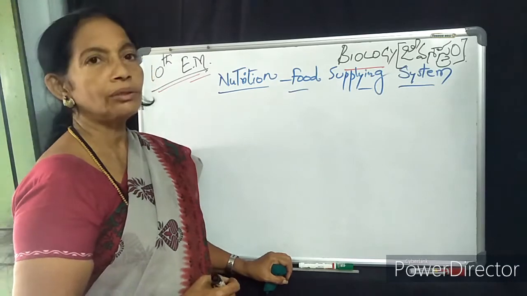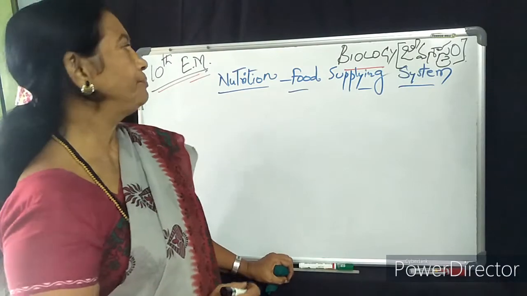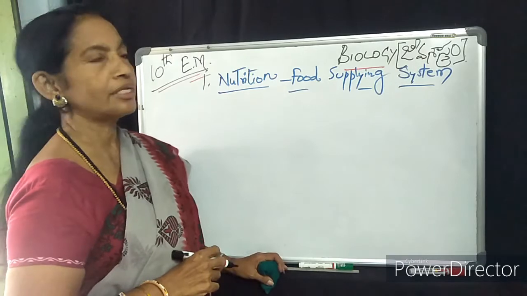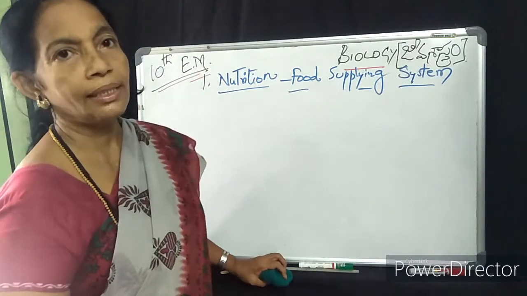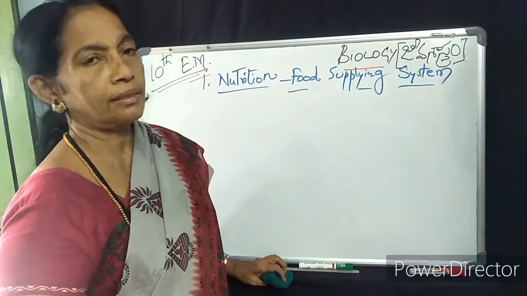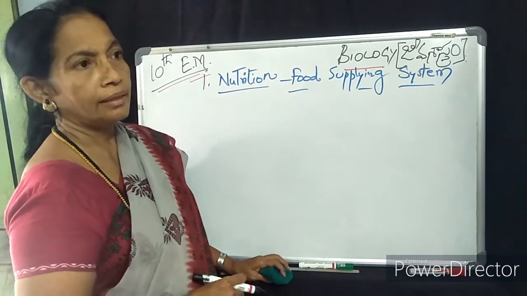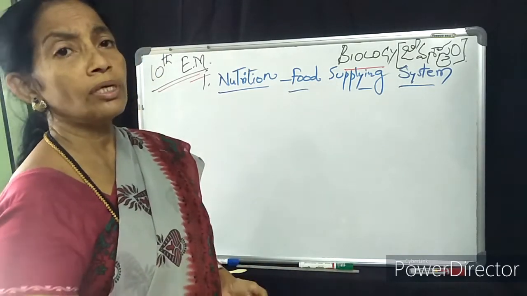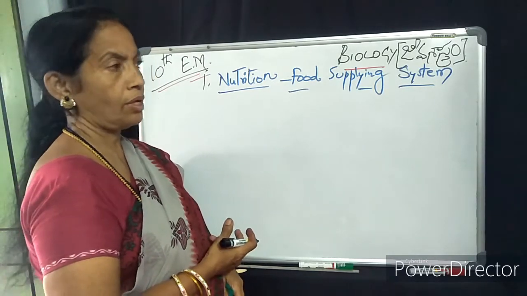Now we are going to learn biology. The first lesson is nutrition and food supplying system. Last year we already learned about cells and many other things in 9th class, because it is a foundation course. So if you learn 9th class very well, then you can easily understand the 10th class syllabus.